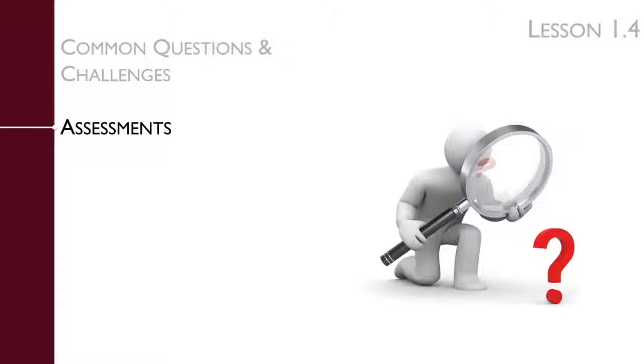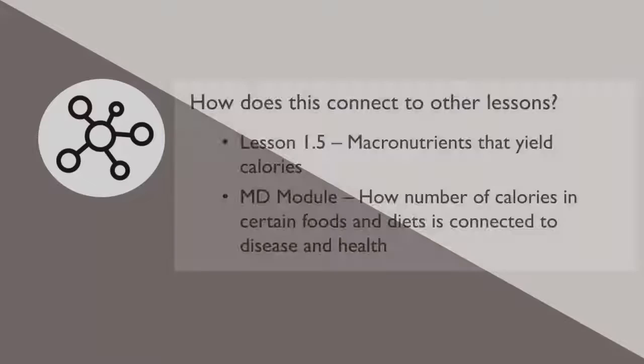At the end of the lesson, students should be able to explain how calories measure food energy. Students will need to understand the content in this lesson for many lessons throughout the metabolic disease module. In the next lesson, we will discuss the macronutrients that yield calories, and as we progress through the module, we will see how the number of calories in certain foods and diets is connected to disease and health.